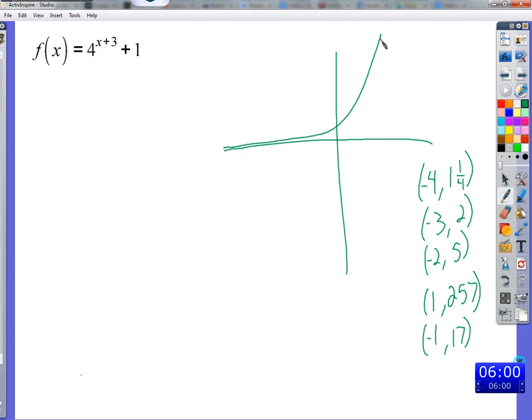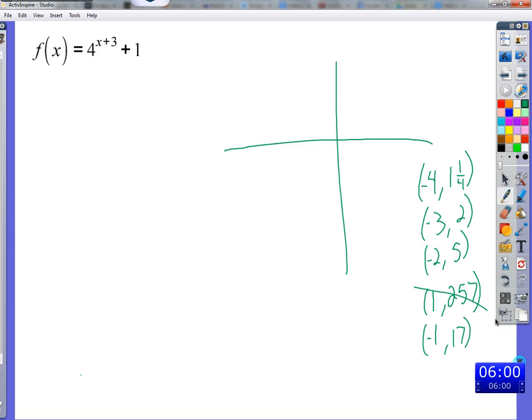Shifting up 1 assumes that we know we're starting with 4 to the x, which looks like that. We're going to take this, move it to the left 3, and up 1. So it looks something like that. But if you just plug in x's and find y's, plot those points, and put your graph through those points, that's all it takes.